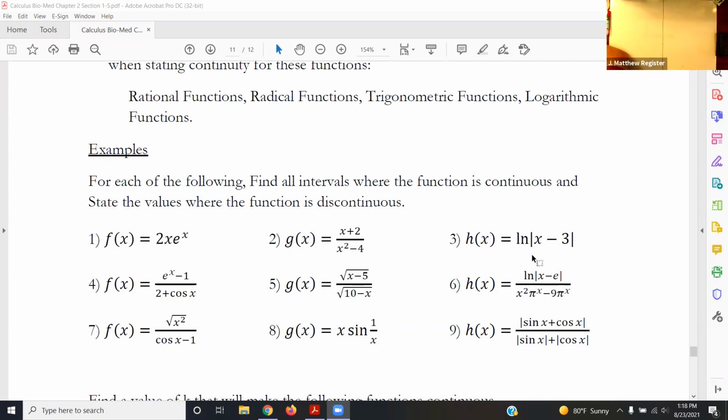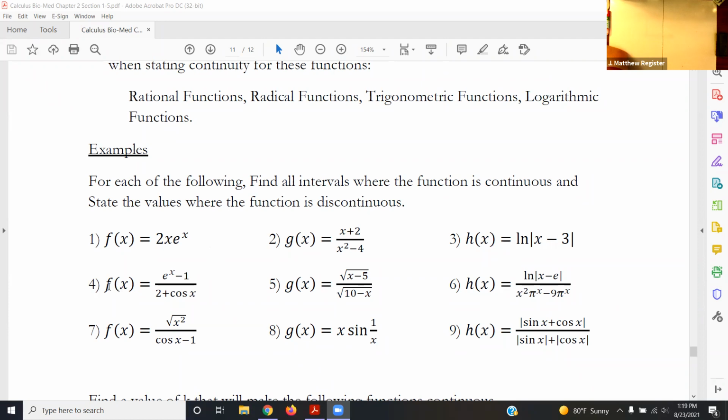For number 3, we have the natural log of the absolute value of x minus 3. Natural log is continuous for positive values, and this is positive everywhere, so that's not going to be a problem. The only problem is that when x is equal to 3, we get the natural log of 0. And natural log of 0 is undefined. And so for this one, it's continuous everywhere except when x is equal to 3.